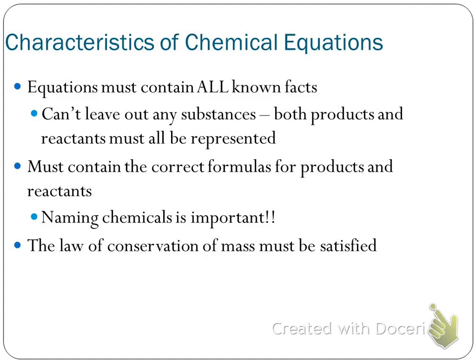This bullet right here says the law of conservation of mass must be satisfied. What does the law of conservation of mass tell us? Yeah, Anna. Good. Mass cannot be created or destroyed. Created or destroyed means it can't come from nothing and it can't disappear to nothing. So in our chemical reactions and in our chemical equations, that means whatever goes in has to come out on the other side. It might be in a different form, it might be in a different compound, but it's got to be there.